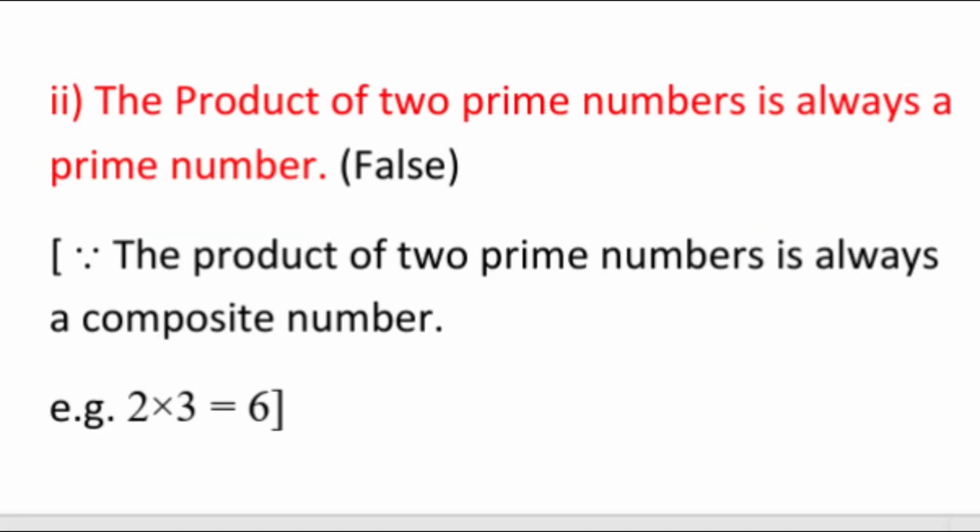Second one, the product of two prime numbers is always a prime number. Here one example is given. Two prime numbers, 2 and 3. Their product is 6, and 6 is a composite number. So this statement is false. The product of two prime numbers is not always a prime number. The product of two prime numbers is always a composite number.